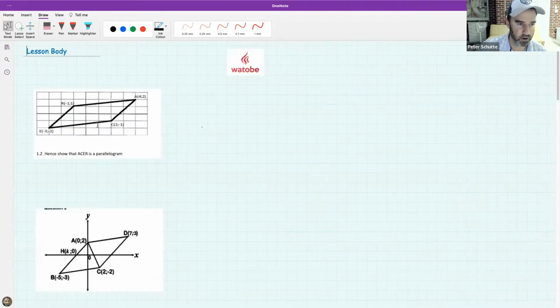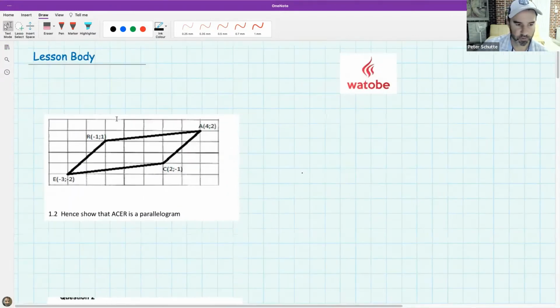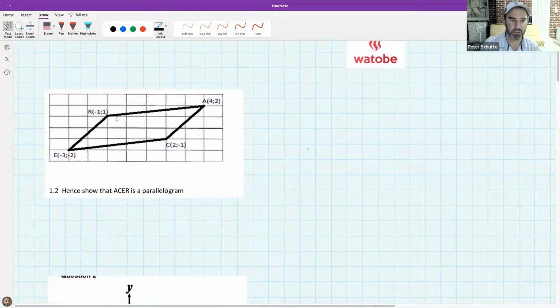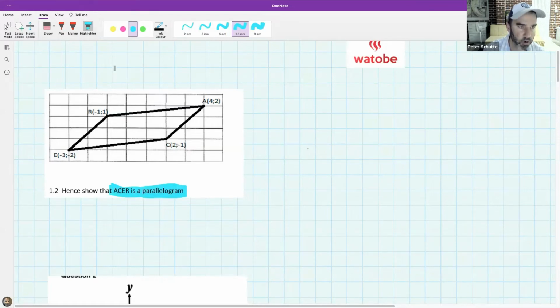Okay, so what I want to do now is move to that different type of question that I spoke to you about. Basically, here's a typical exam question. You're given 4 points and it says, show that ACER is a parallelogram. One of the ways of doing it is to work out the gradients of that one and that one, and work out the gradient of that one and that one. If they're the same, you've proved it's a parallelogram because you have two parallel sides. However, everyone could do that, but it's not the quickest way to do it.